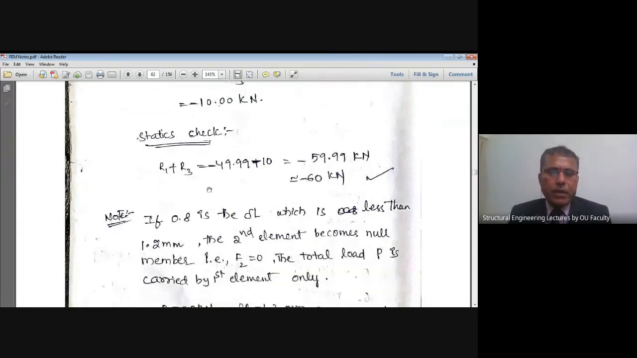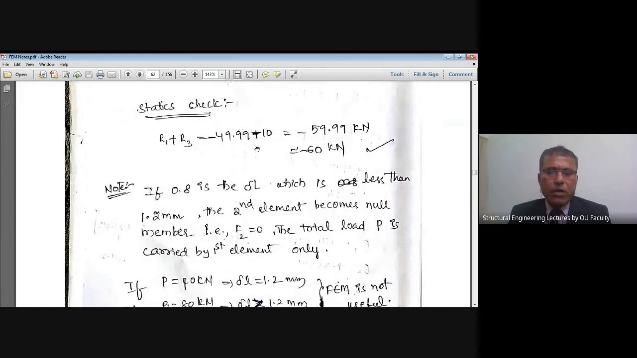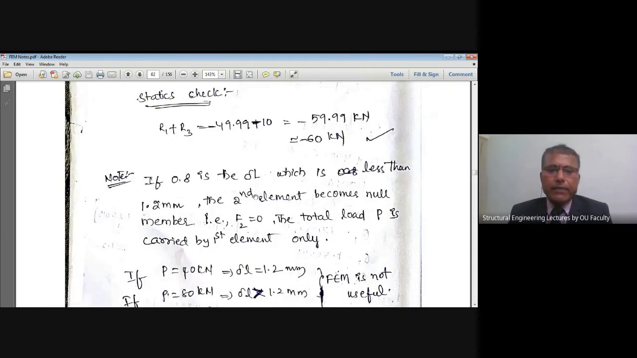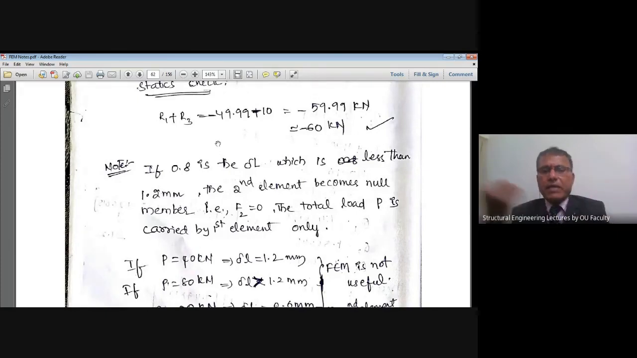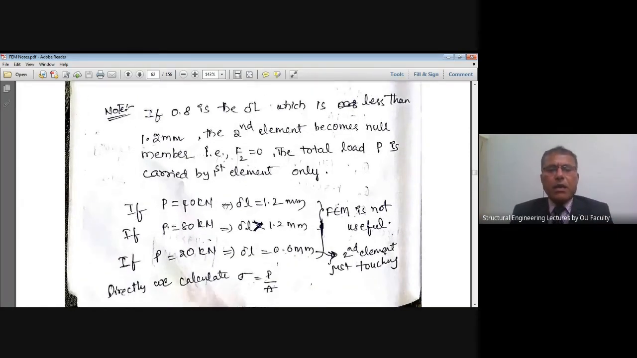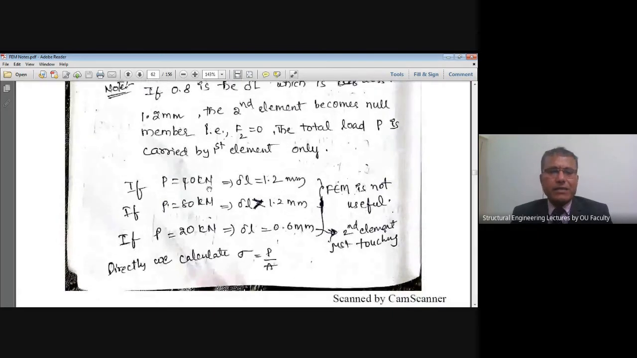Right, now I'll check whether that 50 kilonewton plus this 10 kilonewton, which is acting in the form of reactions at node 1 and node 3, what is that? It's a summation, approximately minus 59.99, acting in the left direction, but on the right-hand direction at node 2, a force of 60 kilonewton is already acting. Hence, LHS is equal to RHS. Sum of the forces acting in the left-hand direction is equal to the sum of the forces acting in the right-hand direction. Hence the statics check.